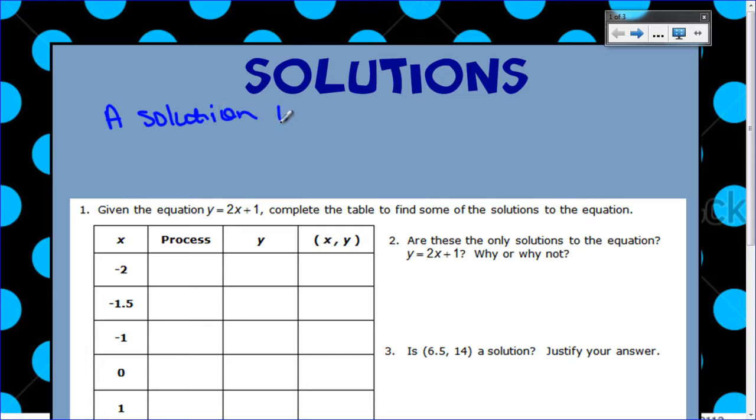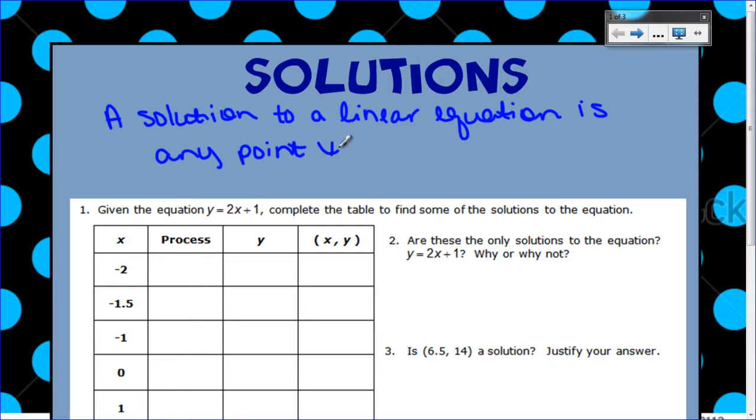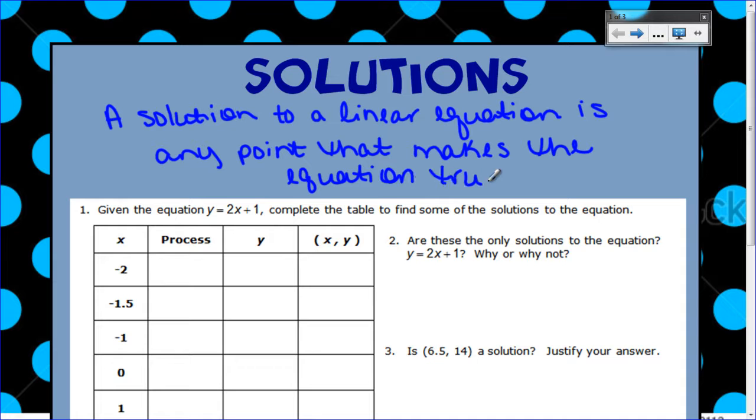A solution is any point that makes the equation true. So when I say I'm going to complete the table so I can find solutions, what I'm looking for are points that make the equation true.